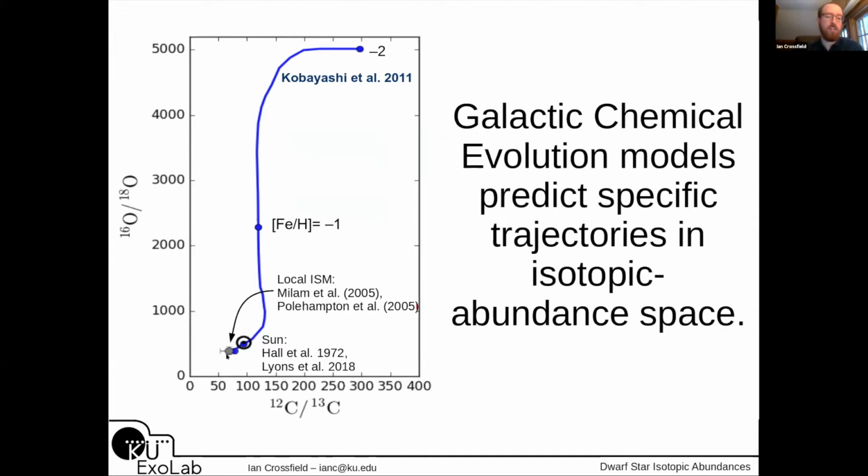So you could imagine that you can go out and measure local dwarf stars, especially low mass ones whose compositions haven't been changed by nucleosynthesis, and you could more or less directly test how well these GCE models are performing.